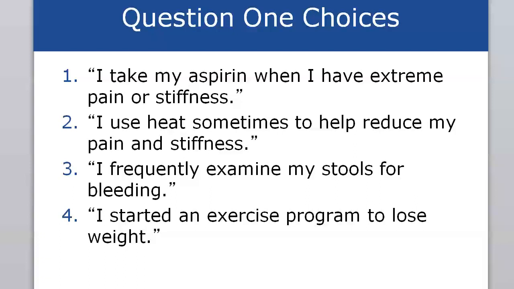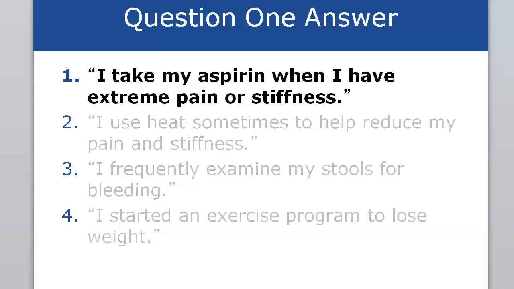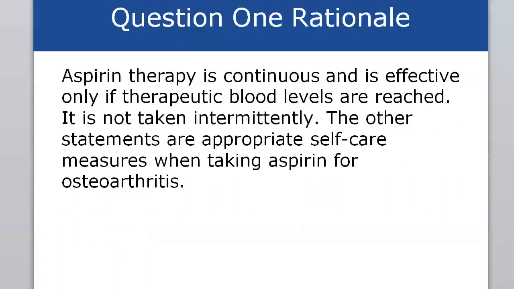All right, so let's look at the answer. What do you think it is? I'll let you think about it. All right, the answer is number 1, I take my aspirin when I have extreme pain or stiffness. So let's read the rationale of why that is something that needs to be clarified with the patient. Aspirin therapy is continuous and is effective only if therapeutic blood levels are reached. It is not taken intermittently. The other statements are appropriate self-care measures when taking aspirin for osteoarthritis.